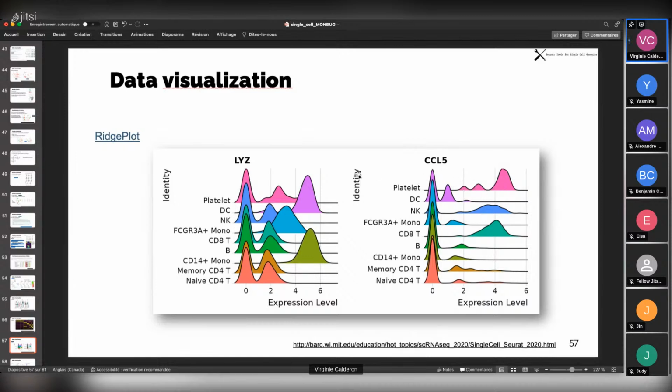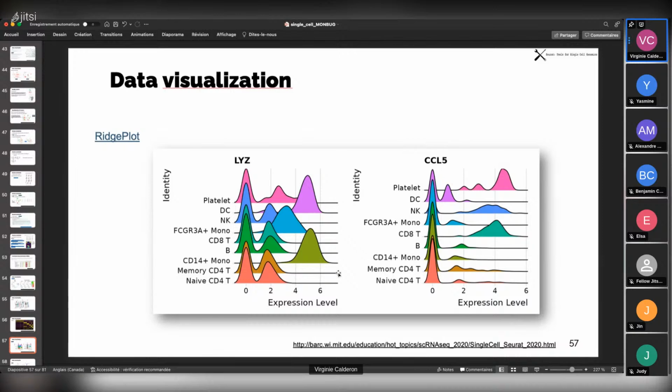Like the violin plot, I prefer this one, but it's another way to look at different populations of cells expressing it in the cluster. Here you see again that most of the cells are not expressing the gene in the naive CD4, but other cells in the cluster are expressing it at a level of 2. So that's also interesting.